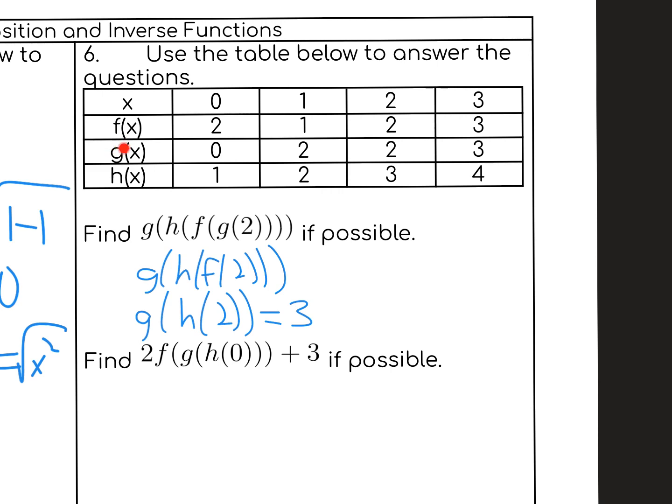So the first thing I did was g of 2. Second thing I did was f of 2. Third thing I did was h of 2. And now I just have to figure out what g of 3 is. So g of 3 is 3.